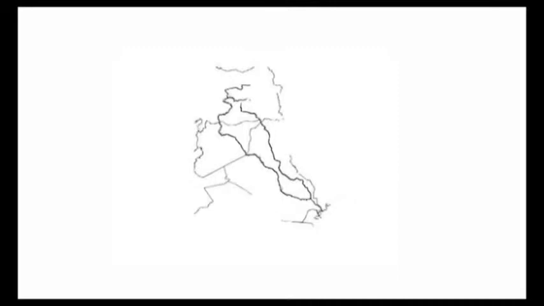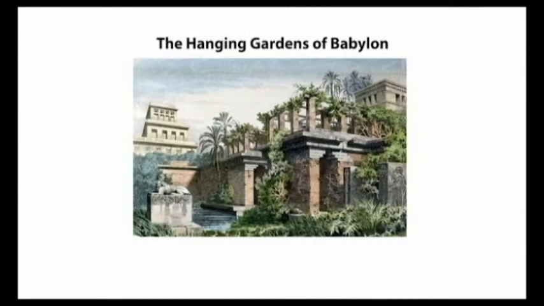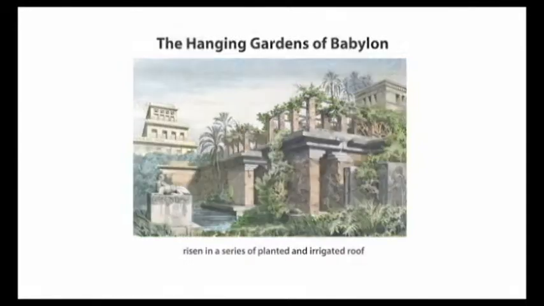The Hanging Gardens of Babylon. The Hanging Gardens are said to have stood on the banks of the Euphrates River in modern-day Iraq. The Hanging Gardens of Babylon occupied 4 acres and are said to have risen in a series of planted and irrigated roof terraces to a height of 300 feet.